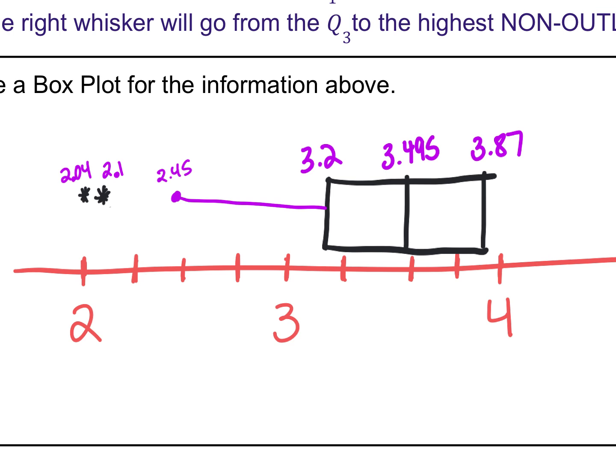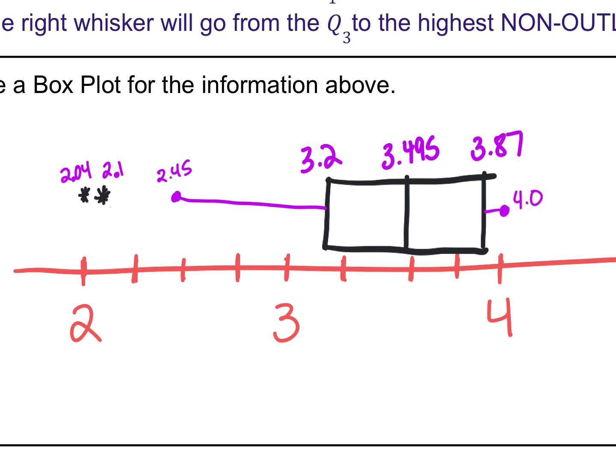So once again, it would have gone to the minimum, but the minimum was an outlier. So it had to go to the next lowest point, okay? The right side though, this whisker always goes to the maximum. Is the maximum an outlier? What is the maximum? It's 4, and that's not an outlier, right? Okay, so this whisker actually can go to that maximum, and it will. It will go to 4. Beautiful. Okay.